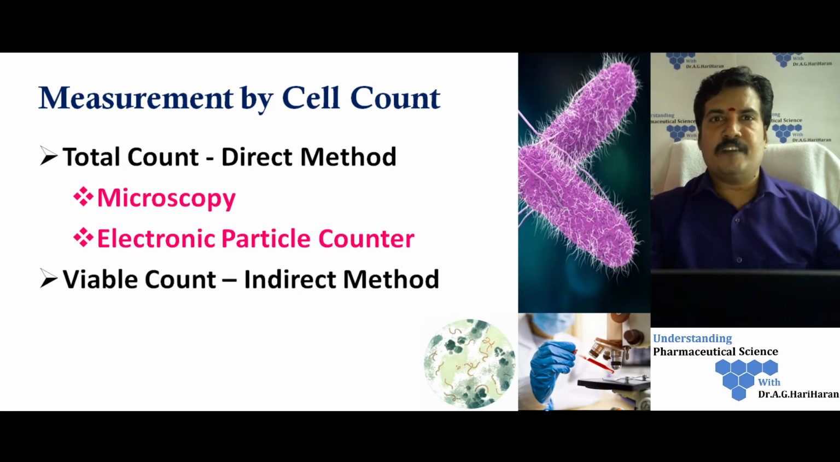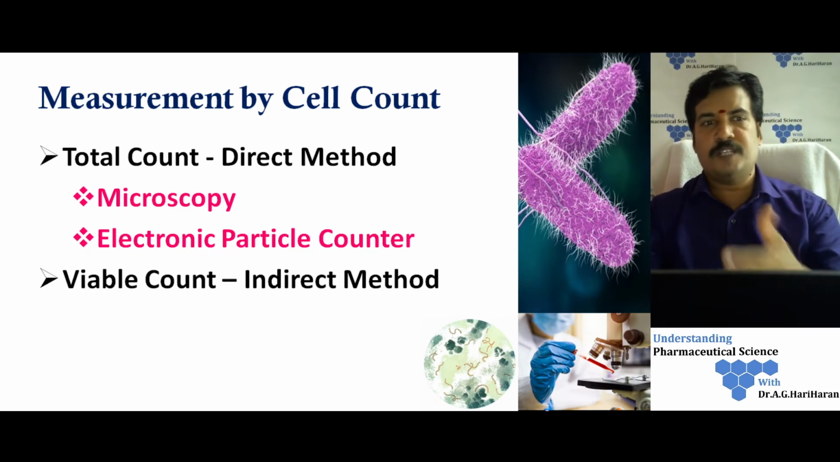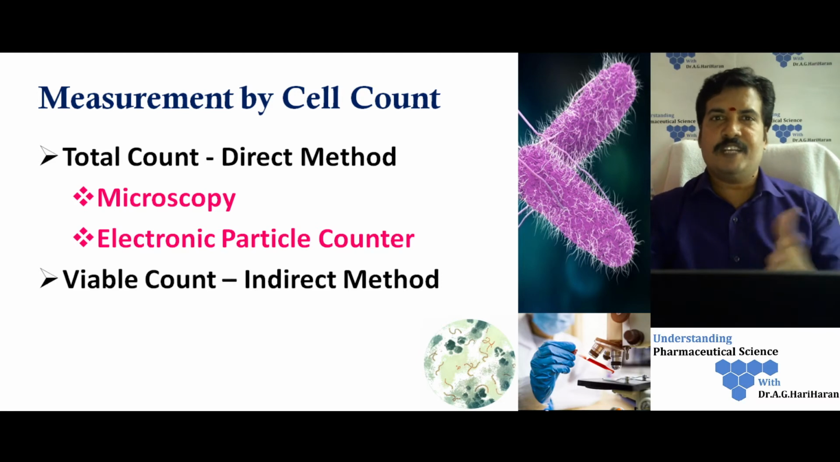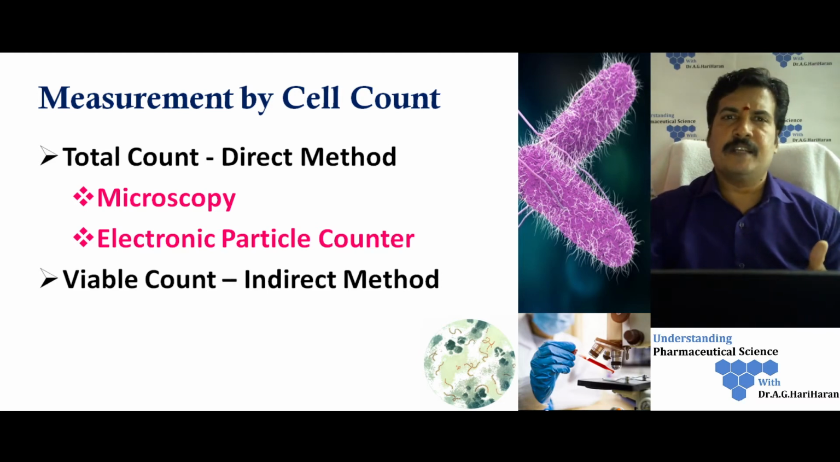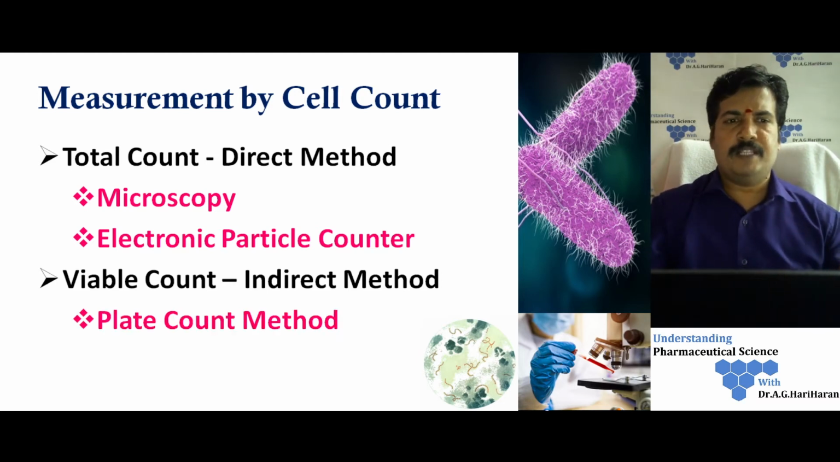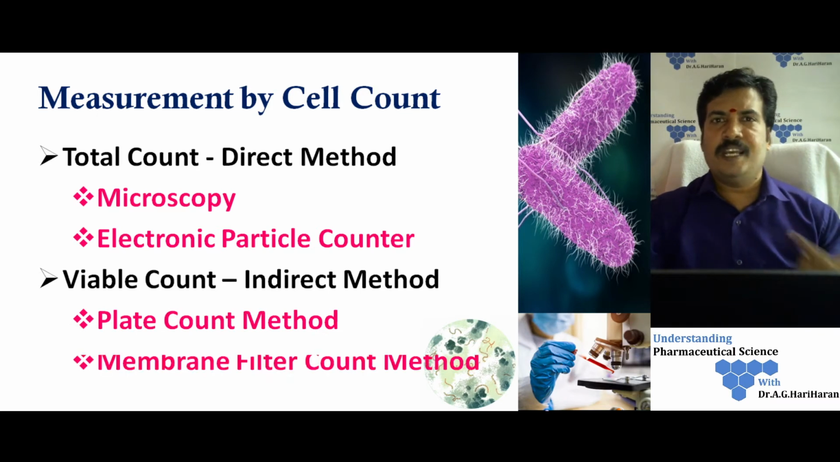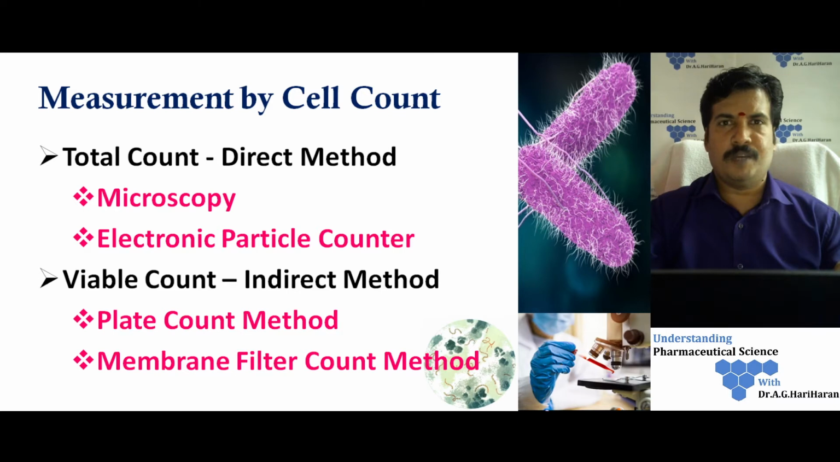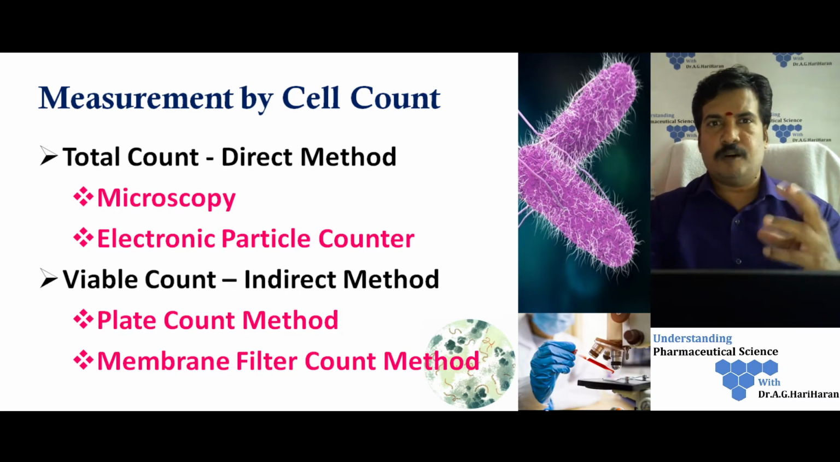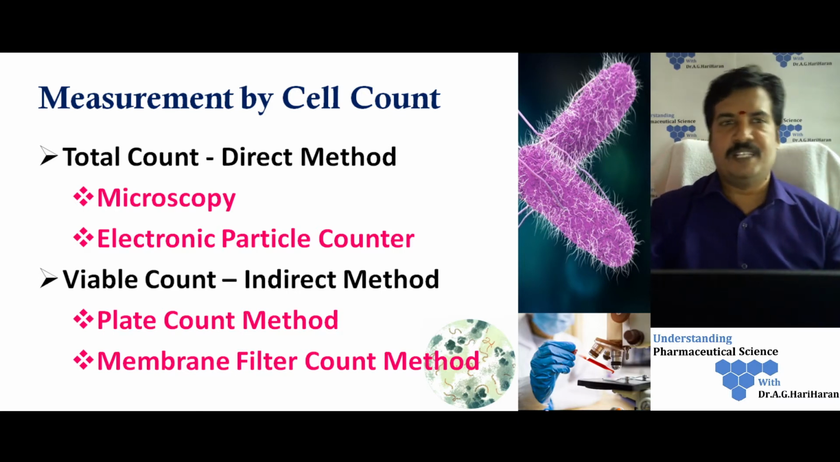They divide and form colonies. So the number of colonies will be equal to the number of cells. That was the basic indirect objective of counting the cells. That's why it is considered an indirect method. There are two techniques available in this. One is the plate count method, and the second is the membrane filtration method or membrane filter count method. In both, the objective is to count the number of viable cells.